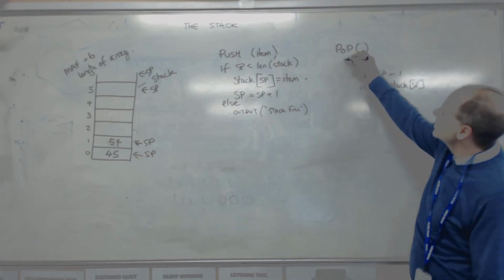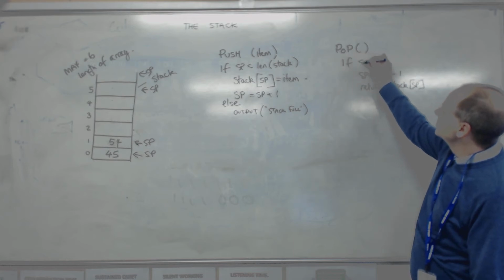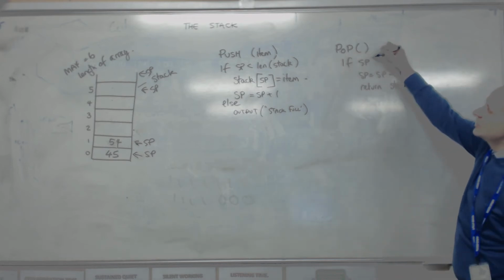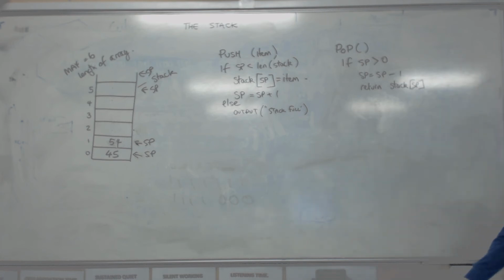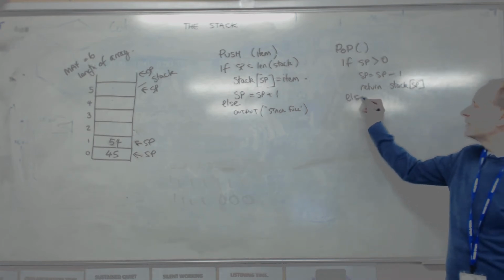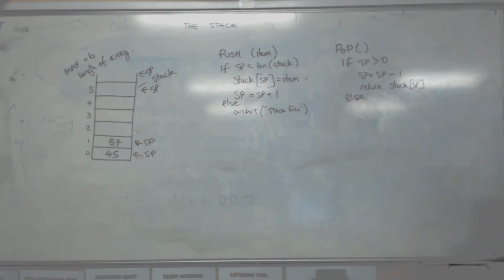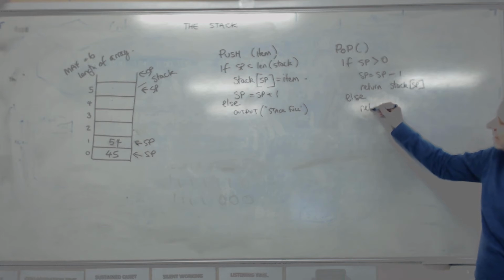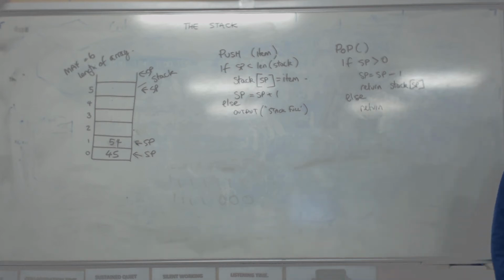So we need to do a test. If the stack pointer is greater than 0, then we can remove something from the stack. Else, now this is a daft thing because it's pseudocode. If we're returning the item on the stack, we have to return something. If we don't return an item on the stack, it's a function. You have to return a value.